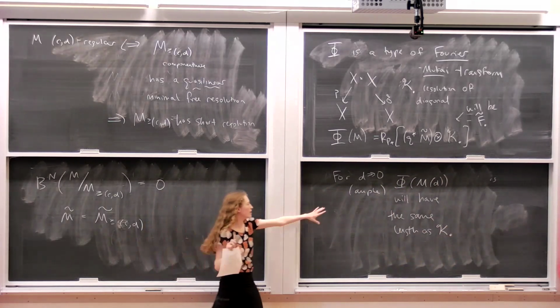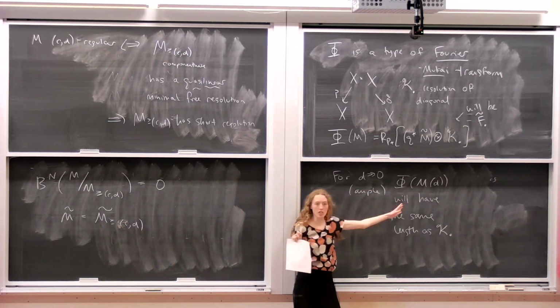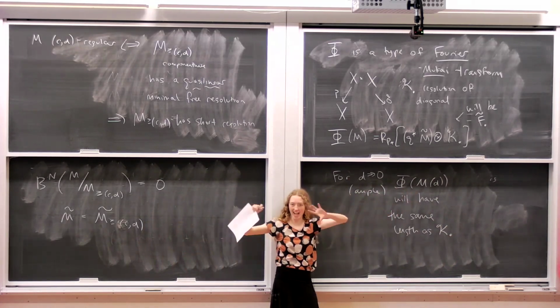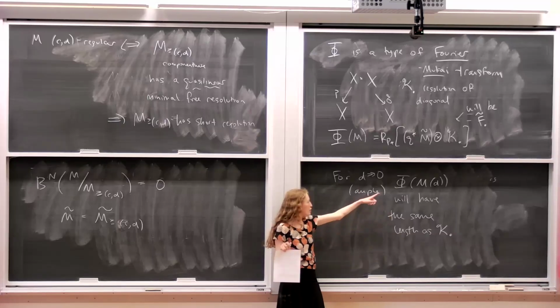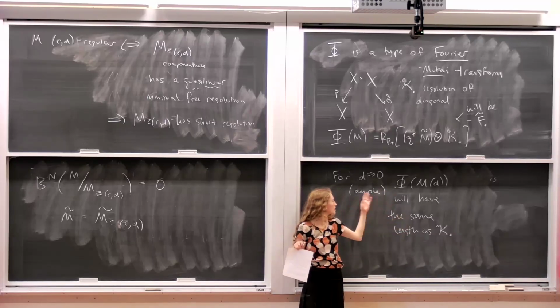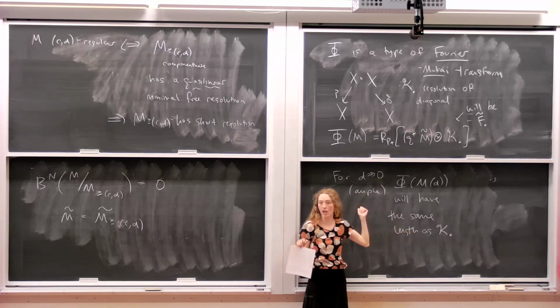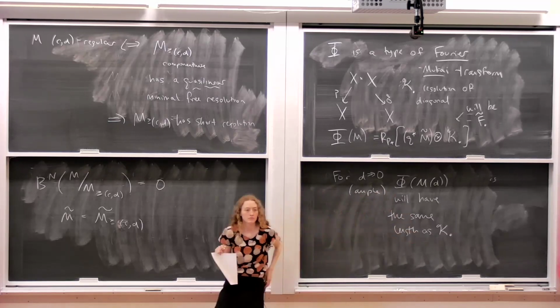So for low D, it might not even be a resolution. It might just be a complex that goes on both sides. It might have a negative term. But if you pick high enough D, you'll get an actual virtual resolution. And if you get K to be the right length, you can get this one to be the right length too. Yes?